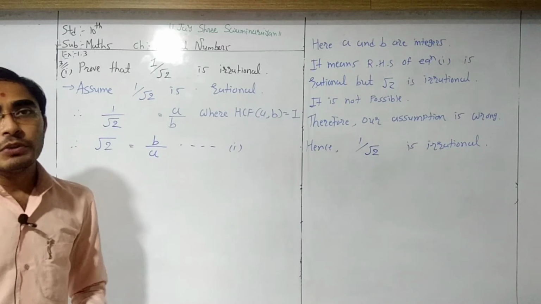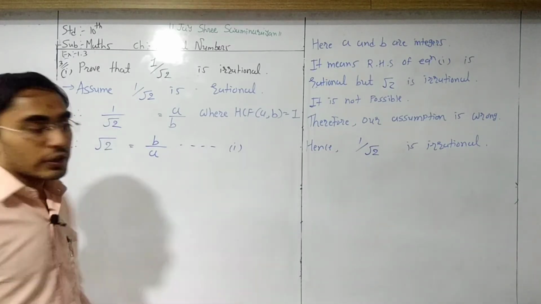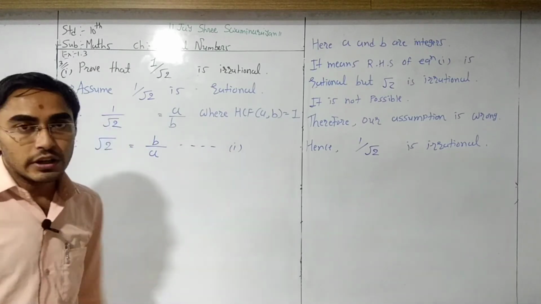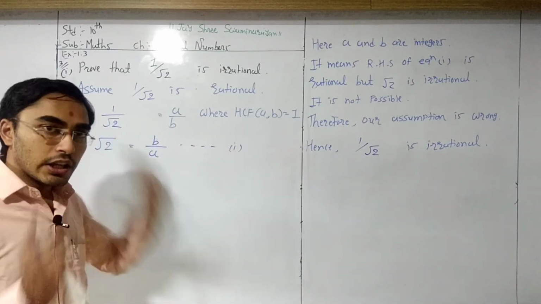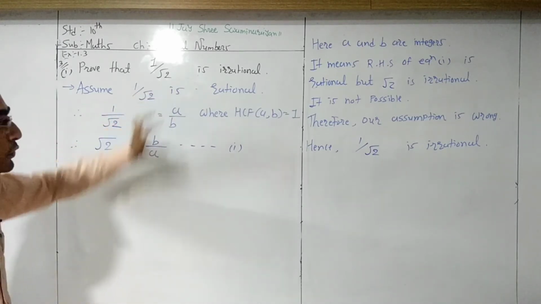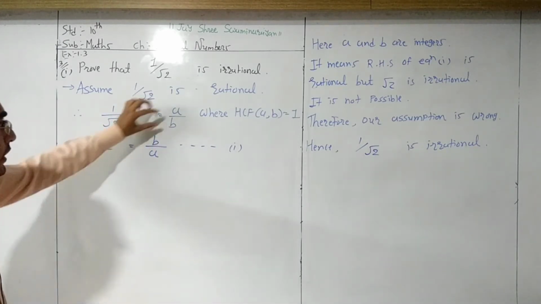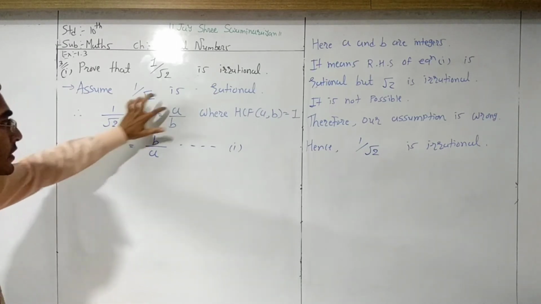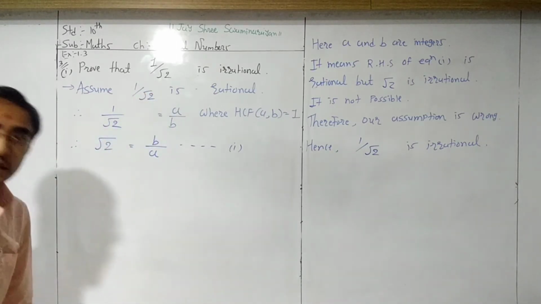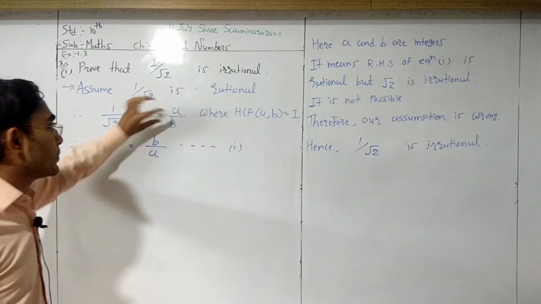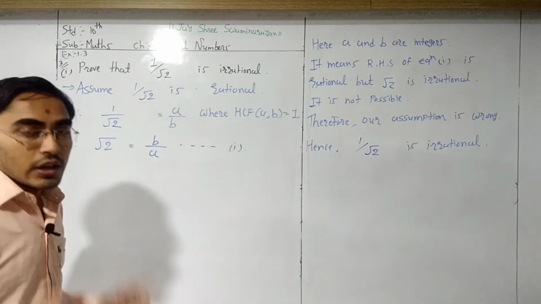Why am I taking the inverse? Because I want this under root 2 in the numerator. Right now it is in the denominator. That's why we take the inverse. Okay? So the same thing we need to do on the right hand side too. So here we also take the inverse: b goes to the numerator and a goes to the denominator. So under root 2 is equal to b by a.